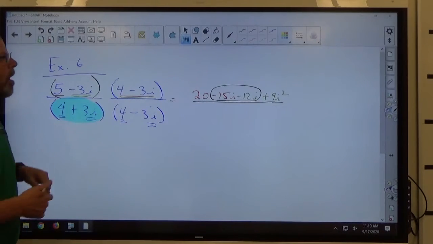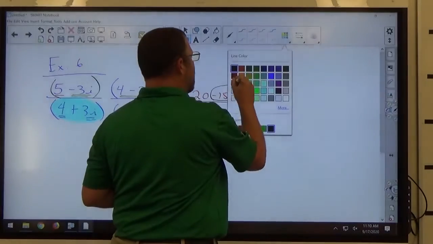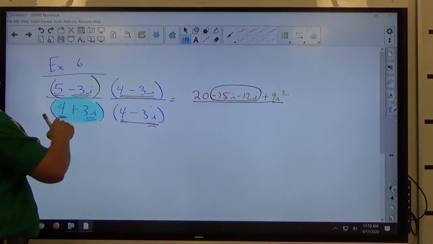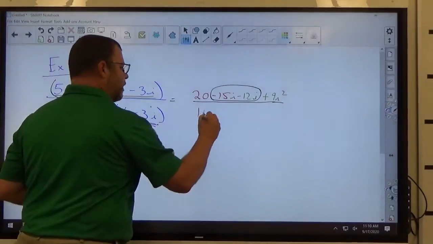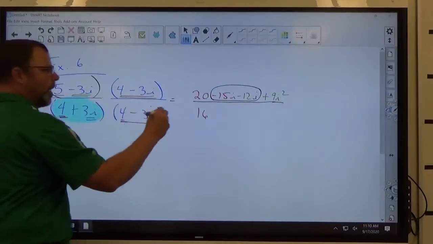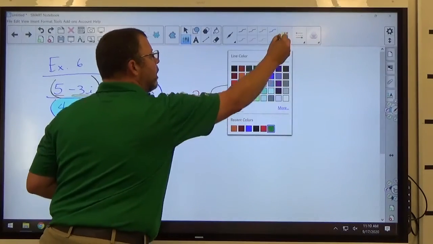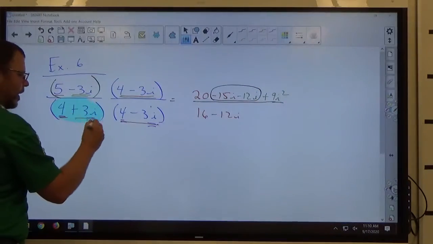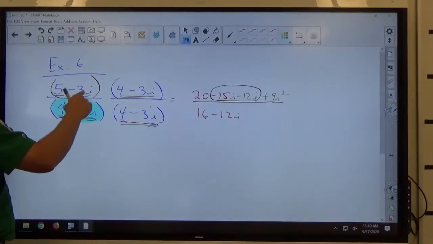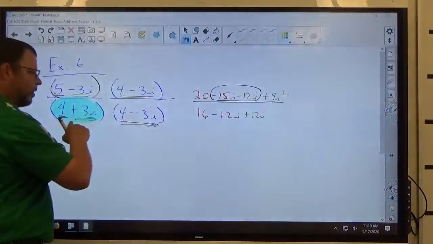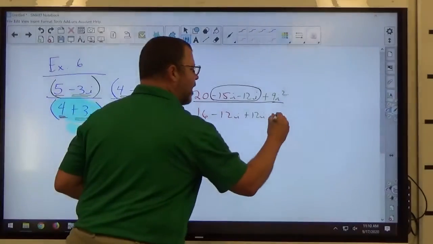On the bottom, same idea. I'm going to multiply positive 4 times this entire thing. 4 times 4 is positive 16. 4 times negative 3i is negative 12i. Then I'm going to multiply positive 3i times both of these things. Positive 3i times 4 is positive 12i. And positive 3i times negative 3i is negative 9i squared.